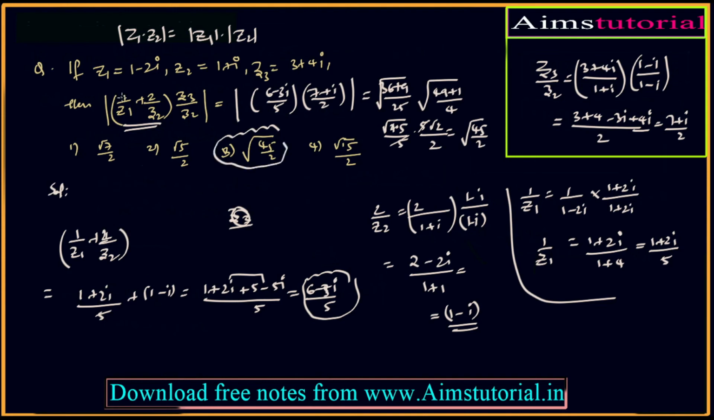So first find 1 by z1 plus 2 by z2, the addition of these two, and z3 by z2. Now we use the property mod z1 into z2 is mod z1 into mod z2, finding the modulus of the first bracket and the second bracket separately. Same terms get cancelled, and you will get root 45 by 2 as our third option.